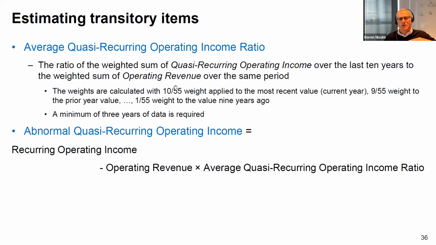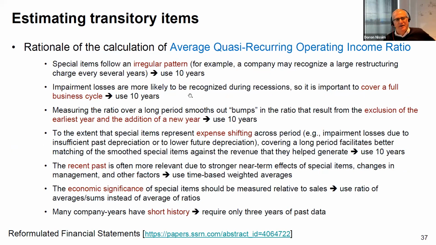Okay. I also don't calculate the weighted average of the ratio. I calculate the weighted average of the numerator and the weighted average of the denominator. The weighted sum, I should say. The weighted sum of the numerator and the weighted sum of the denominator, which is the same as the weighted average. Why am I doing it this way? There are several reasons for that.